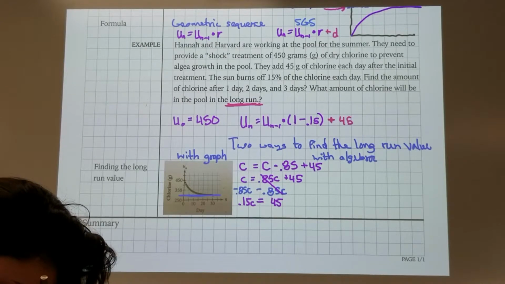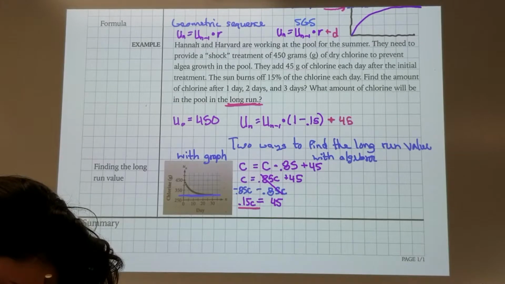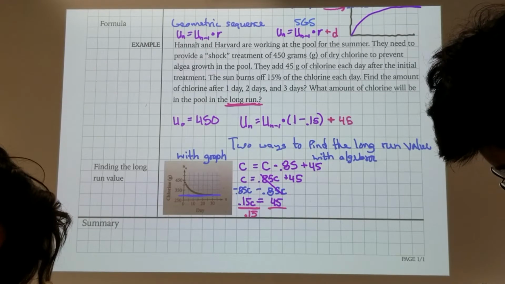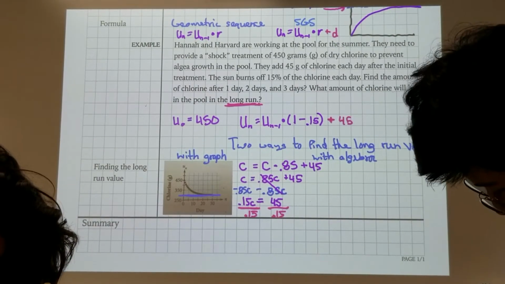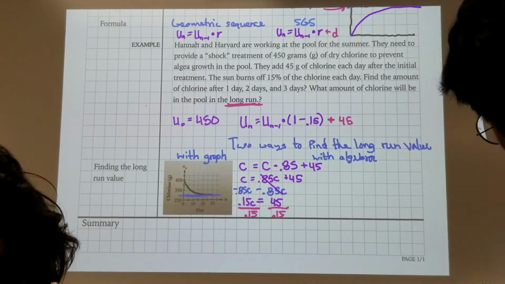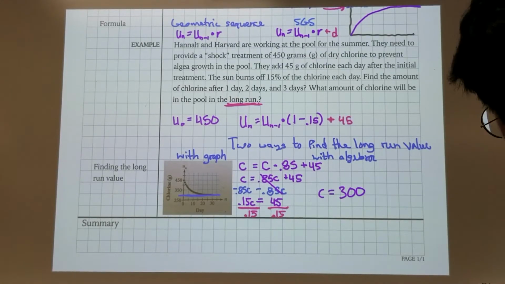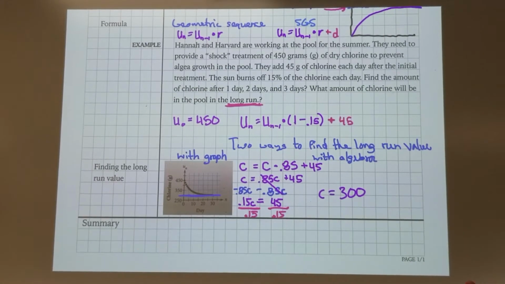How do we get c by itself? You have to divide by 0.15 on both sides. You want to get c alone, so get 0.15 out of there. So we divide by 0.15, leaving us with c is equal to what? 300. Oh, I get it. Yeah, 300. That's what we found in the graph.